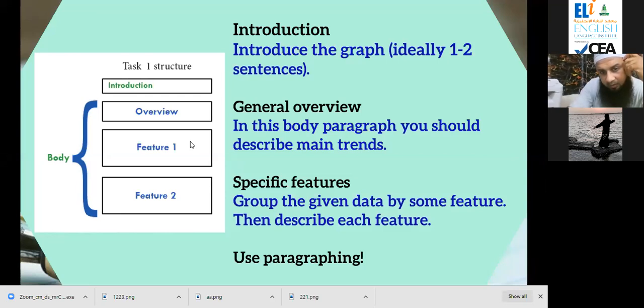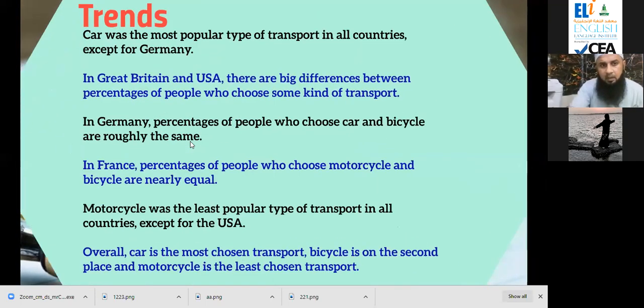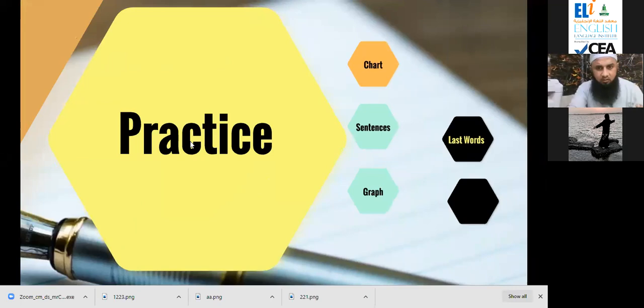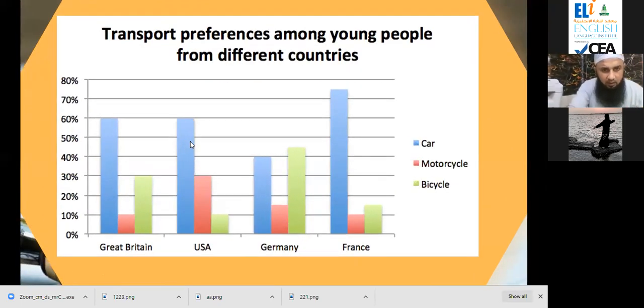You group the given data by some features, then describe each feature, like which is the majority, which one is the least, the most, where is a dramatic increase, where is a gradual decrease. Make sure you use these words. If you don't use them, you lose your score. Trust me. And then the graph. For example, you saw the graph now. I showed you here. The first one, yeah, this one. Have a look at it for 1 minute. Then I want to show you some sentences which describe this graph.